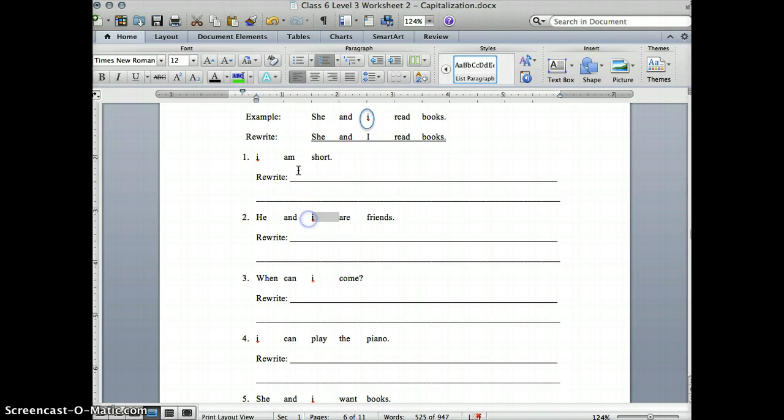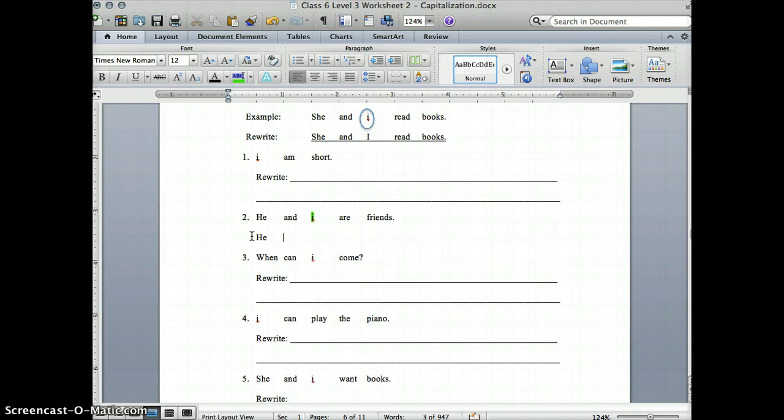So instead of circling that, I'm just going to highlight that in green. And now we're going to rewrite the sentence properly. So it's exactly like the other exercise that we just did, where you write out the rest of the sentence, but then you correct the thing that is in green. So the thing that's in green is the word I, and we have to make that capital because it's the word I.